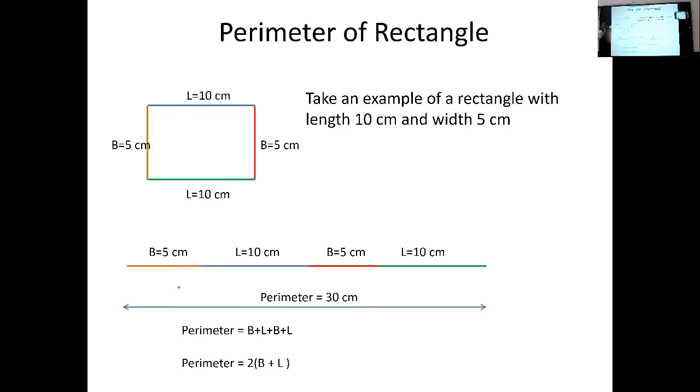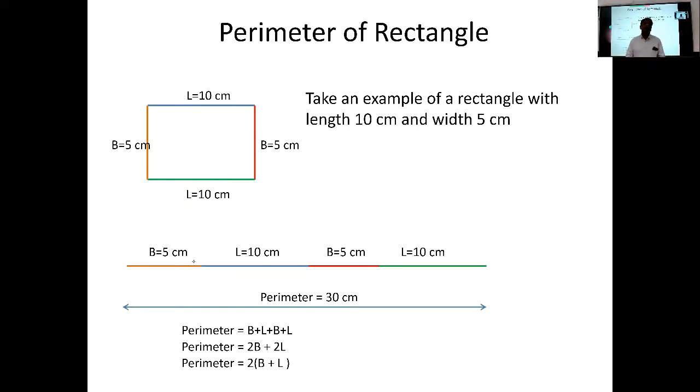So how do we find the perimeter of a rectangle? We add breadth, length, breadth, and length. However, we are adding the breadth and length two times. So the perimeter of a rectangle can be given as twice the breadth plus twice the length. Or, taking the 2 common, perimeter of a rectangle is twice the sum of breadth plus length. So this is how to find the perimeter of a rectangle.